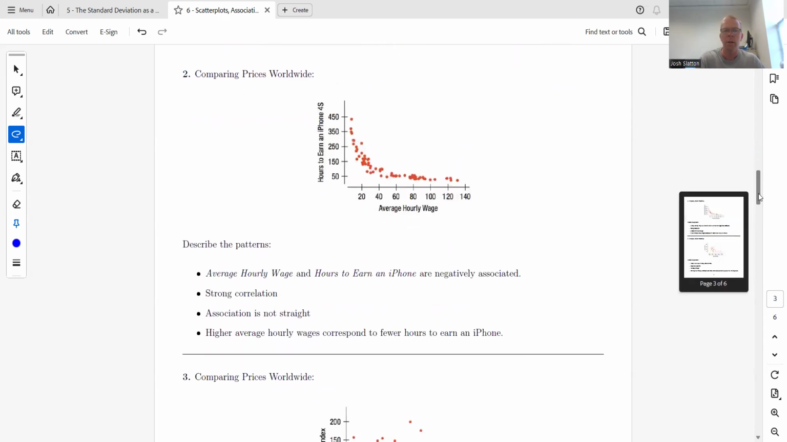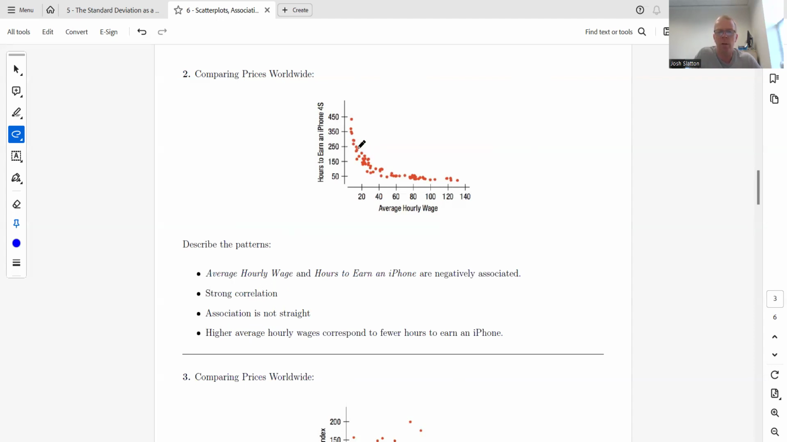All right, looking at the next one, comparing prices worldwide, average hourly wage versus hours to earn an iPhone. So how many hours you have to work in order to purchase an iPhone. And this one is negatively associated. So as your wage goes up, the hours you need to work to buy something goes down, which of course makes sense. The more you make, the less you have to work to get an amount of money. So there's a negative association.